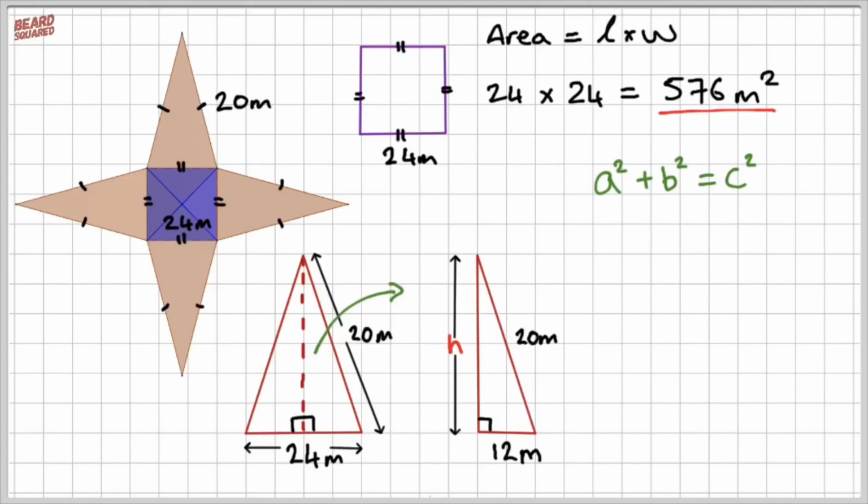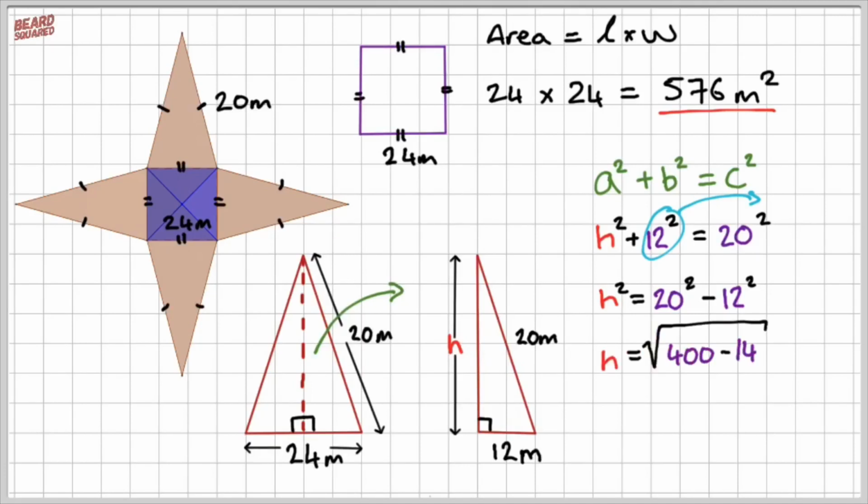Now moving on, I'm going to take h as a, 12 can be b, and 20 would represent c because that's the hypotenuse of the triangle, and I know that because it's opposite the right angle as well as being the longest side of the triangle. So if I set up the equation, I've got h squared plus 12 squared is equal to 20 squared, and if I use inverse operations, I can move the 12 squared to the right hand side. That would give me 20 squared minus 12 squared is equal to h squared.